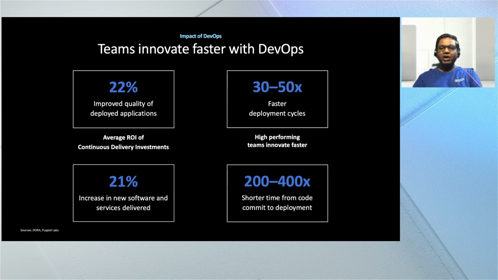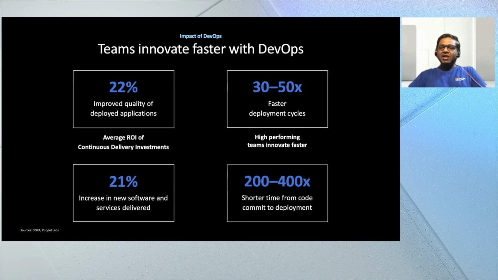22% improved quality of deployed applications. We have seen customers getting faster deployment cycle by 30 to 50x times. And we have seen customers practicing DevOps take their code from commit to deployment 200 to 400 times faster. That's significant. That helped them to increase the new software and services delivered to their customers.